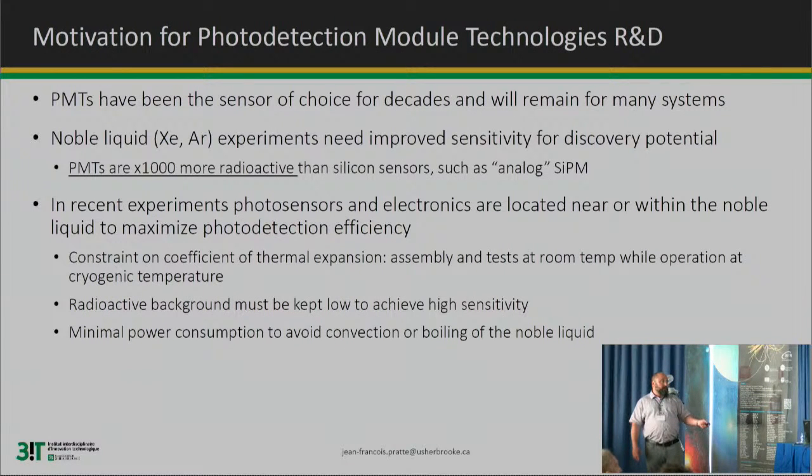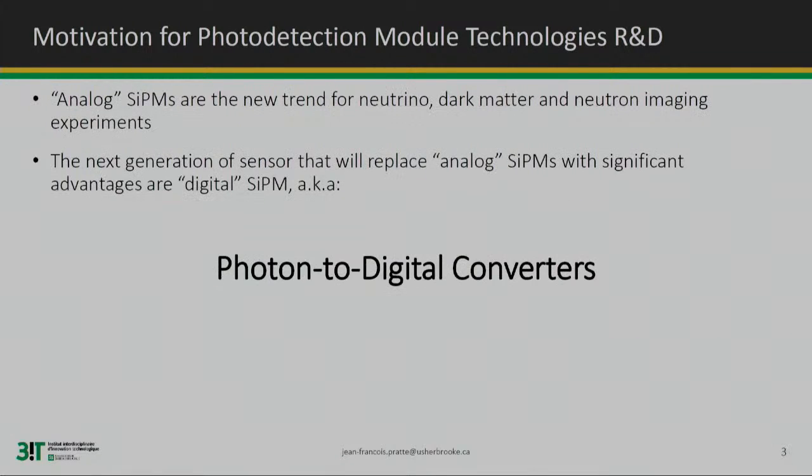Second, like I mentioned earlier, you want to keep the radioactive background low to achieve high sensitivity, and the power consumption must also be kept low in order to avoid boiling or convection of the noble liquid. So analog SiPM is now the new trend for neutrino, dark matter, and neutron imaging. We see them all over.